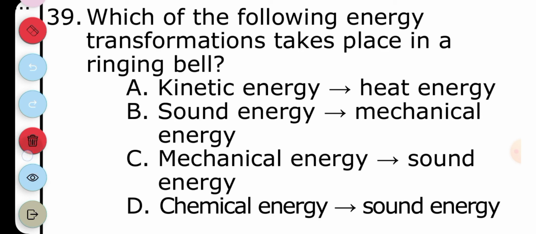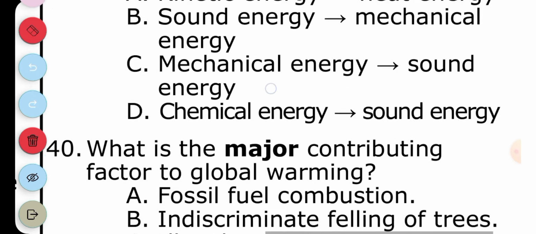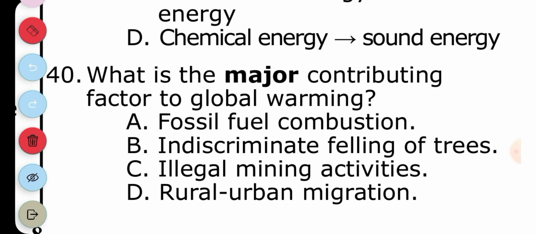40. What is the major contributing factor to global warming? A, fossil fuel combustion, B, indiscriminate felling of trees, C, illegal mining activities, D, rural urban migration. And the answer to this is A, fossil fuel combustion.